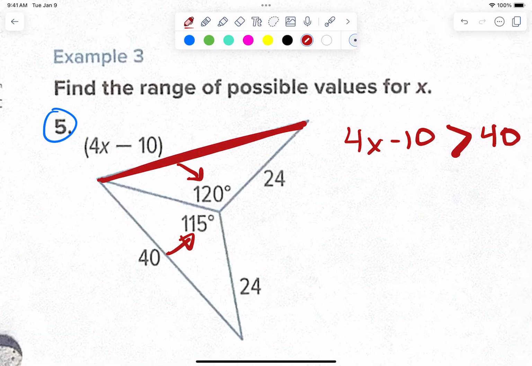Does this side have to be smaller than something? Are we restricted by a side having to be smaller than something? I don't think so. A side's not going to have an upper limit like an angle does. An angle has an upper limit of 180, but a side can be as long as it wants to. Now, is there a minimum value that a side can have?